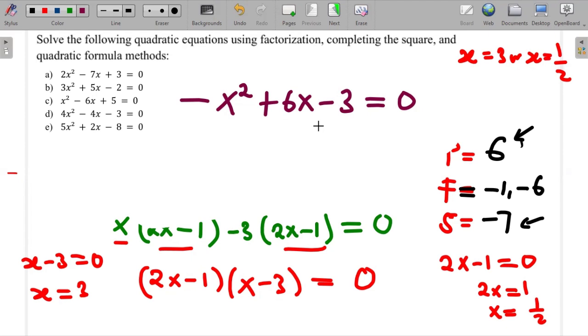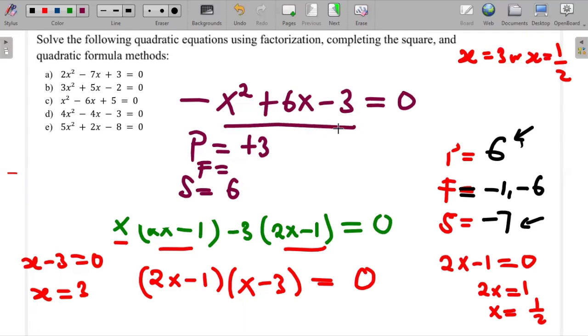But I'm seeing this one doesn't have factors because the product here will be positive 3, if I multiply -1 and -3, right? And then the sum is 6. So now, what two numbers can I add to get 6, but when I multiply them, they give me a positive 3? There are no such numbers. So it means this one here, you can't solve it using the factor method. You can only solve it using completing the square and the quadratic formula.